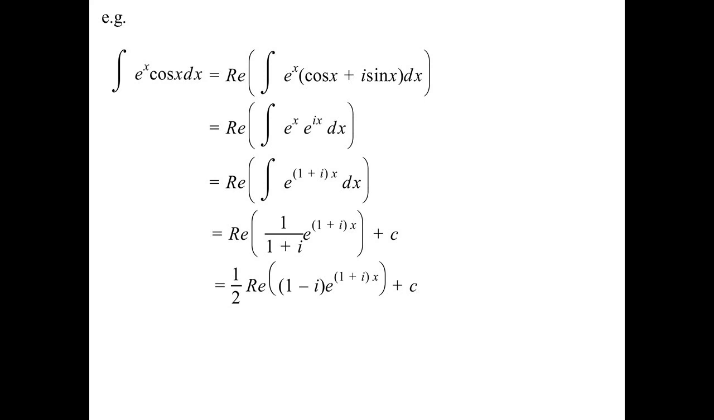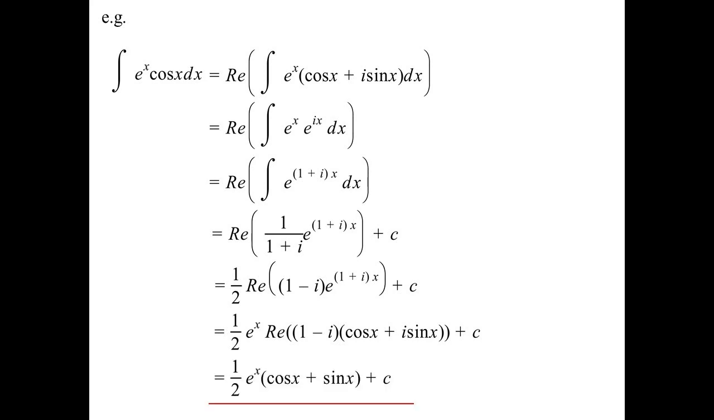Pulled that out. I got a half of the real part of 1 minus i, e to the 1 plus ix. But hang on, e to the ix, that'll end up being cos x plus i sin x, remember? Right up the top there. That's what I substituted in. But I want the real part of that. Oh, okay. So I end up with half e to the x, cos x plus sin x, and there's the answer to that integral. By the way, I'm not suggesting you would do it that way. But it is interesting to look at. You could use your complex numbers instead of using integration by parts with that one.